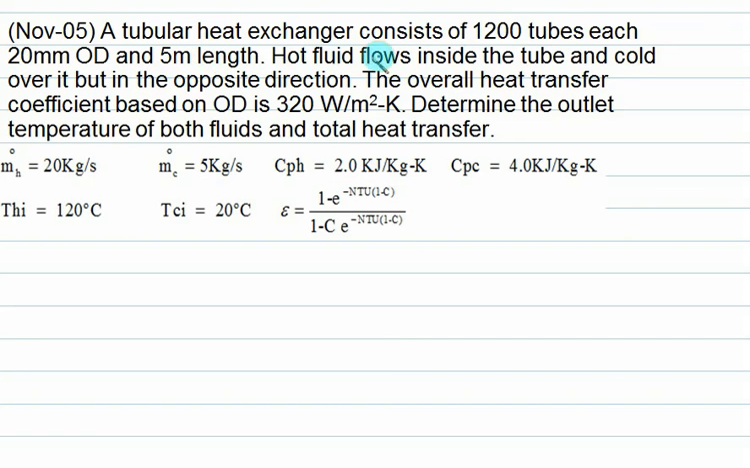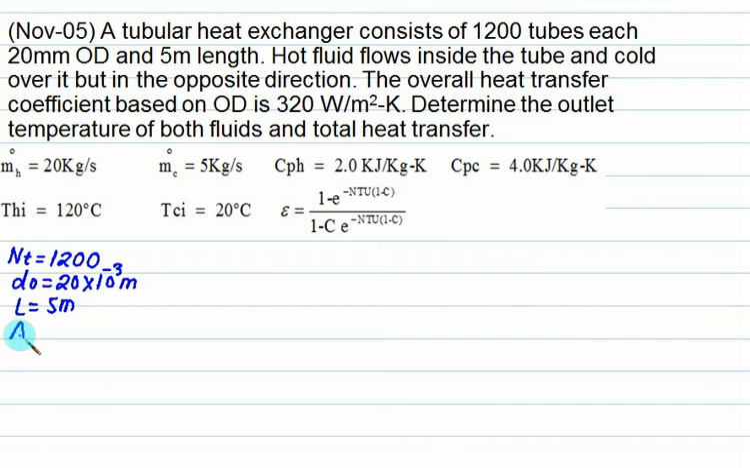Given a tubular heat exchanger consists of a number of tubes. So the number of tubes is given, each of OD equals 20 mm, tube length equals 5 meters. So from this, can we find out the total surface area of the heat exchanger?